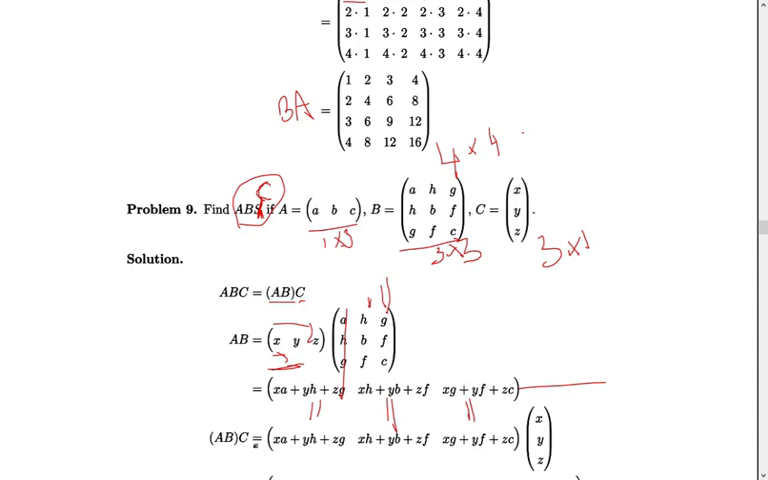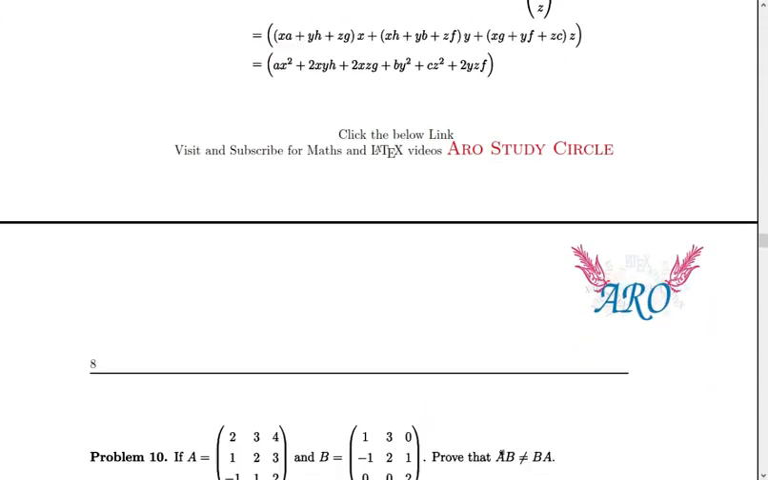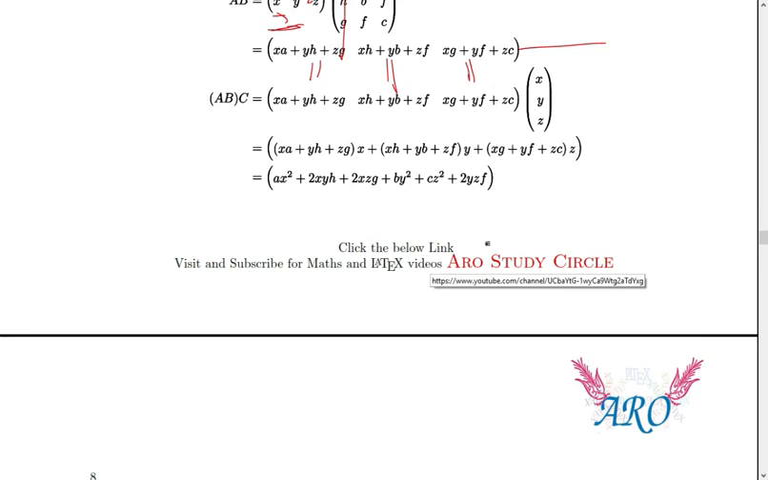Next we are going to multiply this by the 3 by 1 matrix. So what about the output? It's a 1 by 1 matrix, that means a single element. If you have any simplification doubt, kindly comment, we will discuss later.